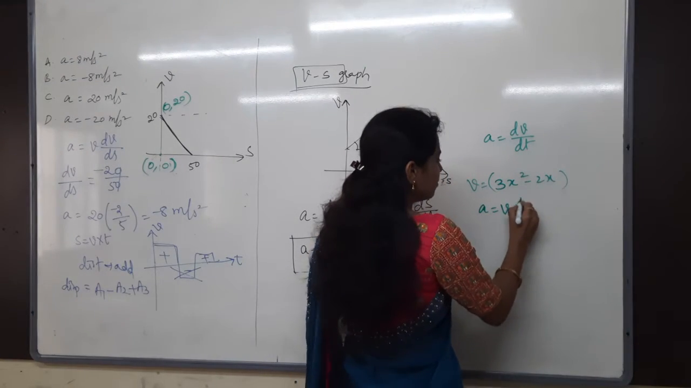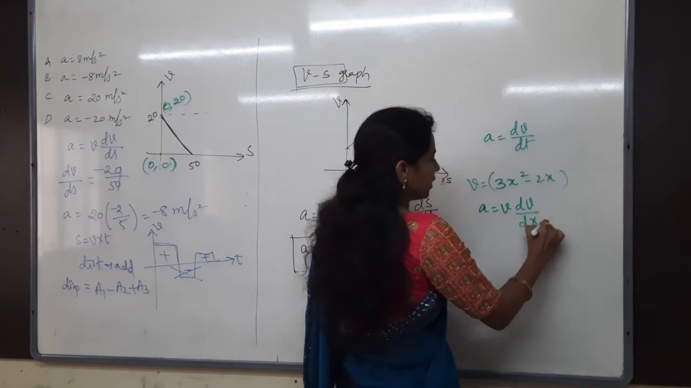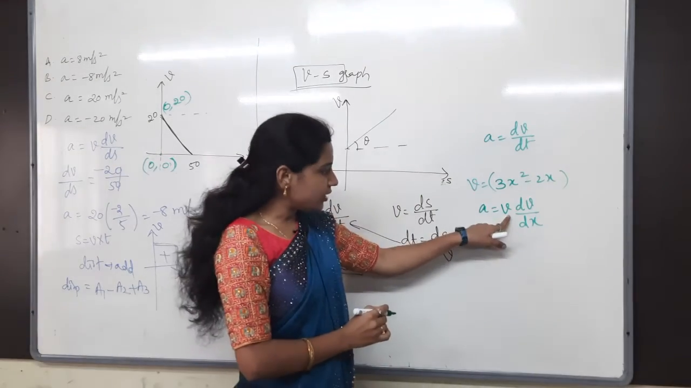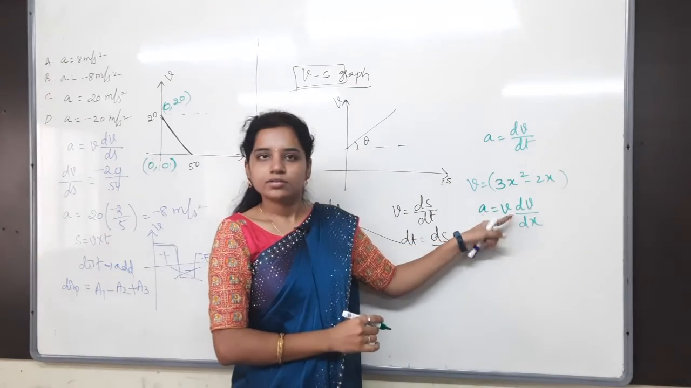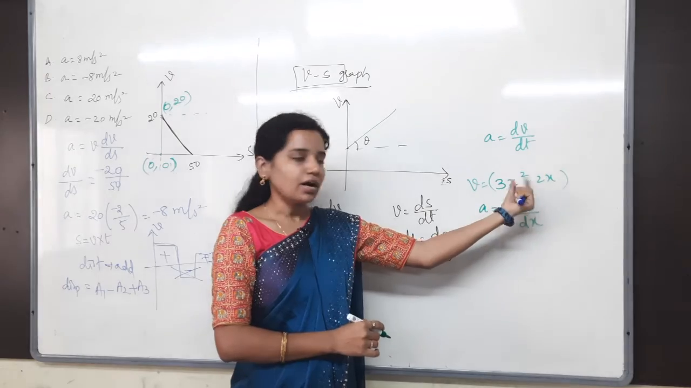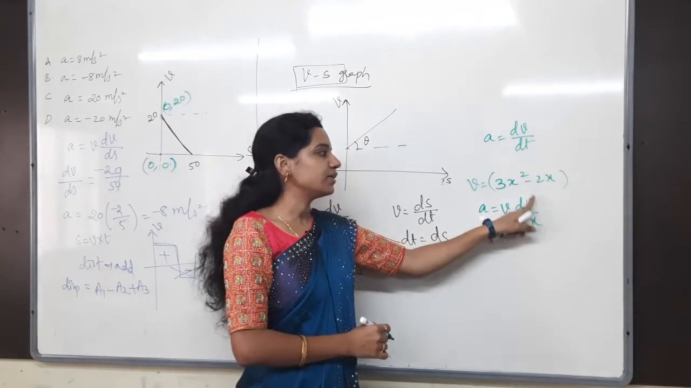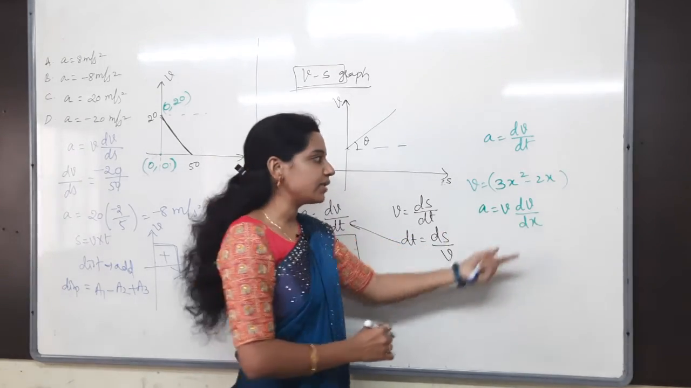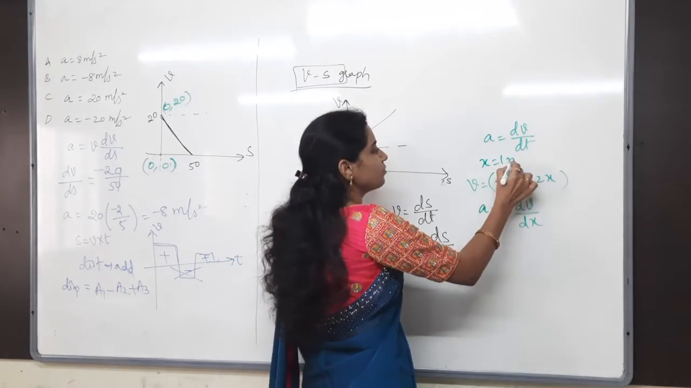A is equal to v dv by dx. So what velocity will we take here? This function only we will take, after differentiation. And there they will say that x is equal to 1 meter.